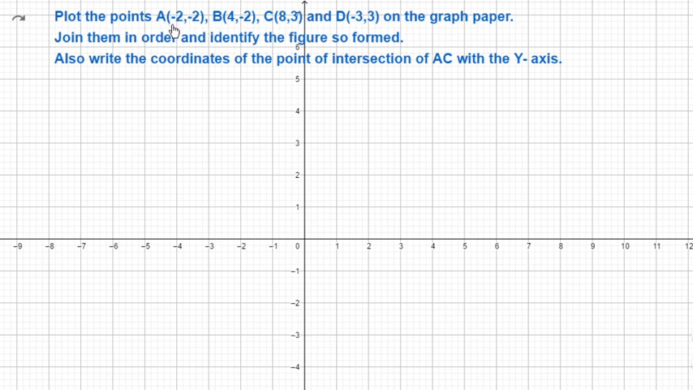So minus 2 is the x coordinate. This horizontal axis is the x-axis and this vertical axis is the y-axis. So we will find the value minus 2 from the origin. See, this is the origin. Left side values are negative and right side values are positive on the x-axis. Similarly, the values that are upwards are the positive y-axis, and downwards, that is y dash, is the negative y-axis. So we have to plot (minus 2, minus 2).